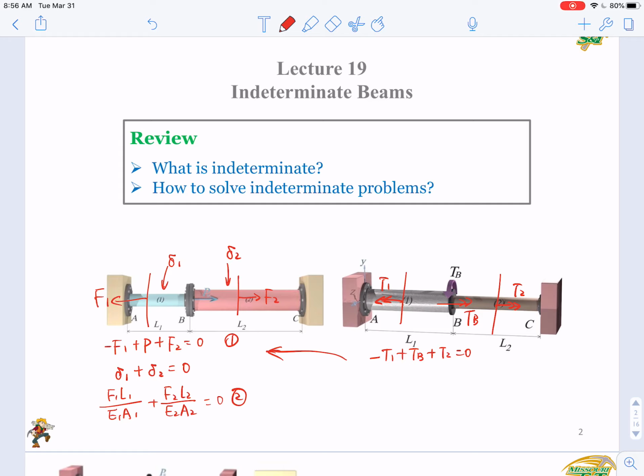Again, here, since two ends are fixed, the overall angle of twist will be 0, right? Meaning that phi 1 plus phi 2 equals 0. Okay, the phi equals what? TL over GJ, right? So based on this, you can build another equation.